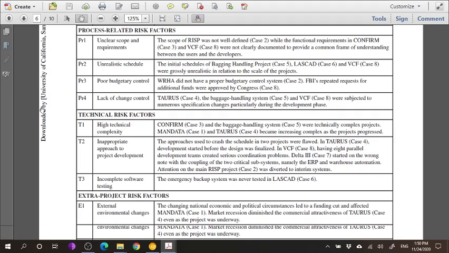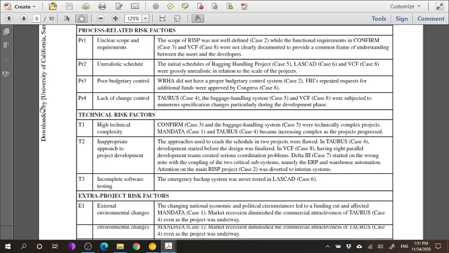Poor budgetary control is another process-related risk factor. WRHA did not have the right budgetary control, hence it went over budget. The FBI's constant requests for funds were approved by Congress in case 8, which actually meant that the project was over budget and they spent more money than they should have. So bad. Sometimes having less money approved for a particular project can be a disaster, which is in case 2, or having more money being spent in case 8 could also result in a disaster.